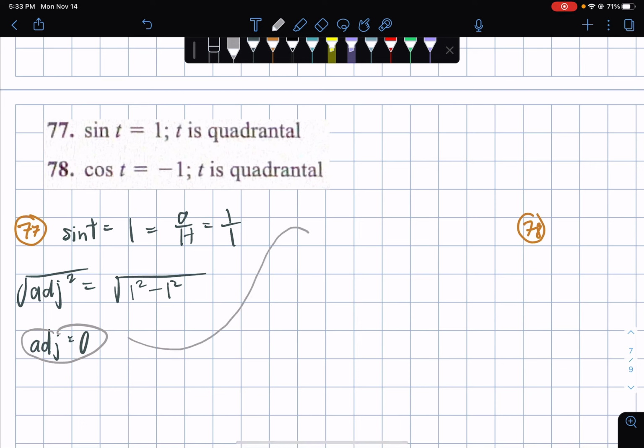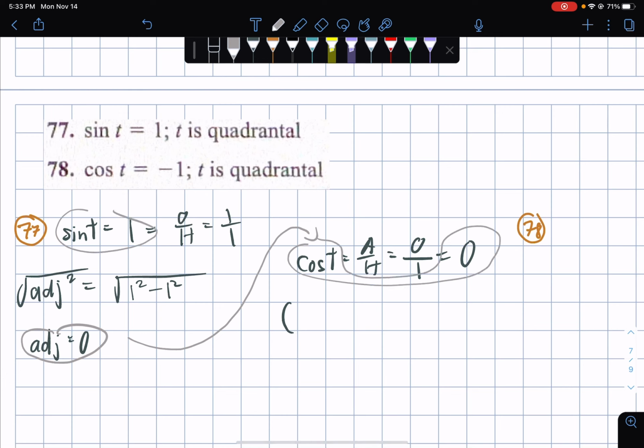So right now, cosine t is equivalent to A over H. A is 0 and H is 1. So 0 over 1 is still 0. So let's gather the data. X is the cosine, so 0, and sine is the 1. So 0, 1. That's the point.